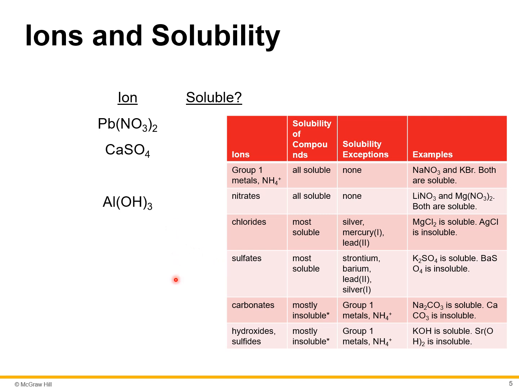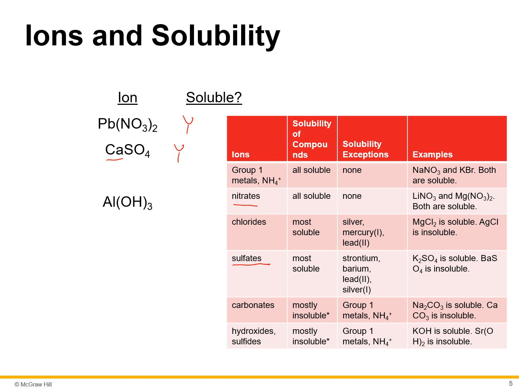So let's try this using the table. The name here, I'll let you know, is lead 2 nitrate. Is this soluble in water? Well, if we look at the nitrates here, it's soluble in everything, no exceptions. So yes, lead 2 nitrate is soluble. How about calcium sulfate? Again, with the sulfates, they're mostly soluble. The exceptions are strontium, barium, lead, and silver. This is not any of those, so yes to soluble.